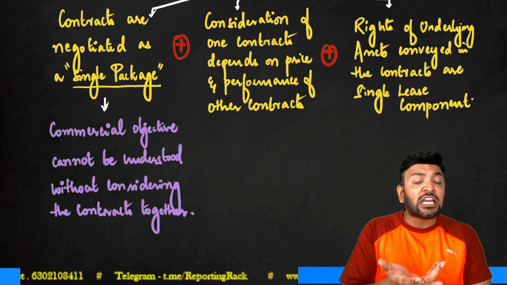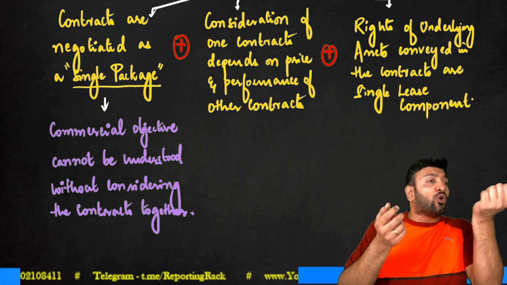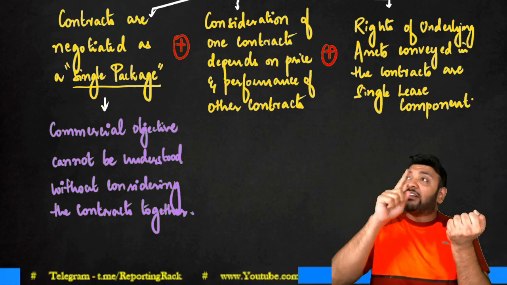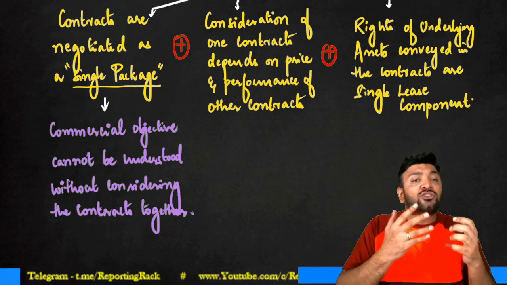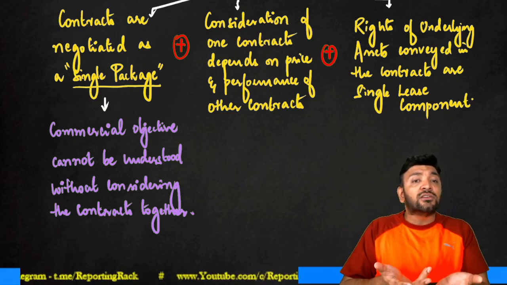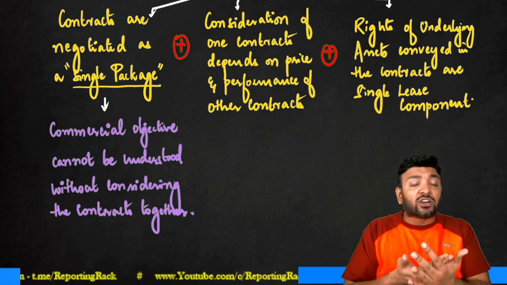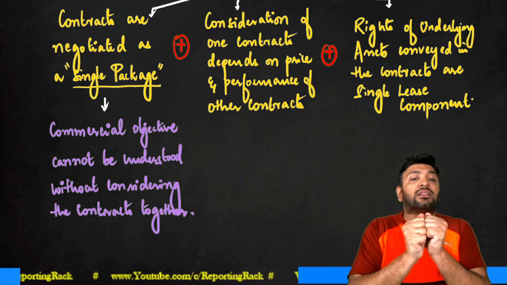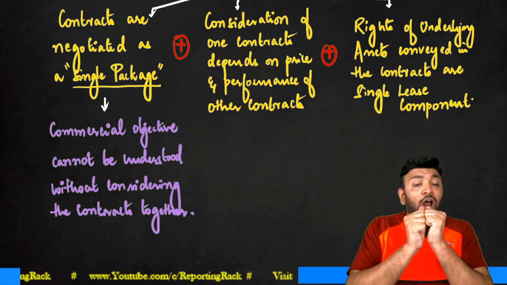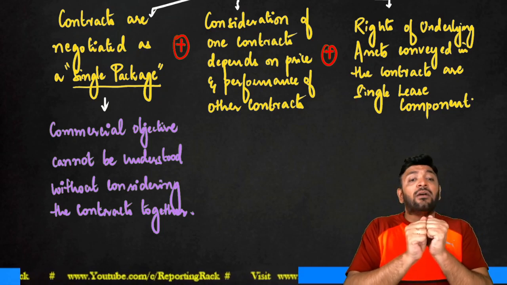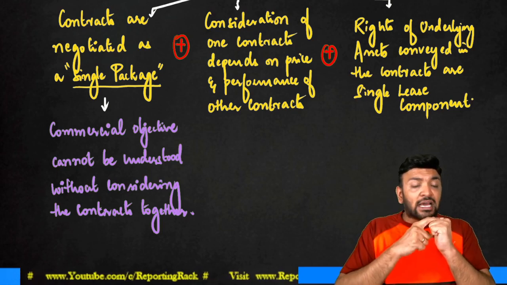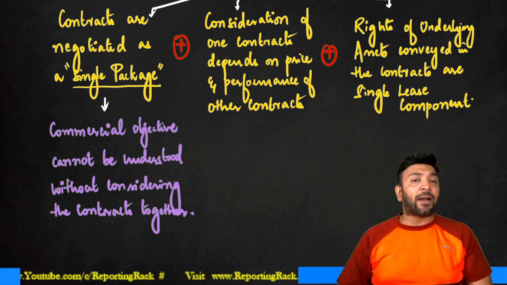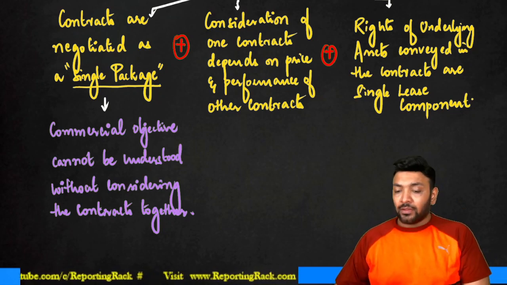There is no commercial objective in leasing out only this asset and leaving out the other two assets of the CGU. Without the other two assets, this asset does not generate any cash flows. So the commercial objective of the contract can only be understood if you take all the contracts together. If you cannot understand the commercial objective without considering the contracts together, then the contracts are negotiated as a single package. Clear?